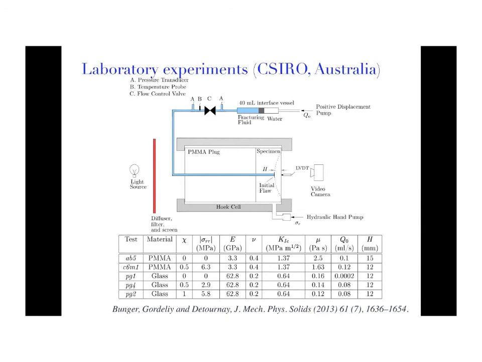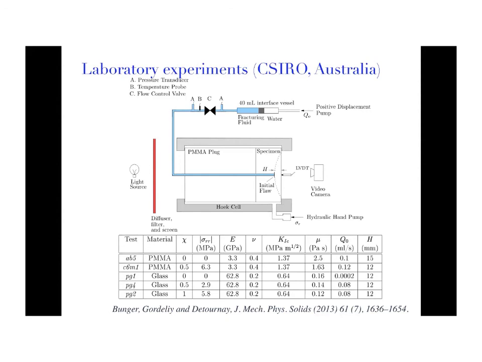On the bottom, you see the table. There were a number of experiments in this series done by Andy Bunger, but we just used 5 of them in this work to compare our model to the experiment. So you see there are 2 experiments done in PMMA in the table and 3 experiments done in glass. The difference is that experiments in PMMA were rather toughness dominated.